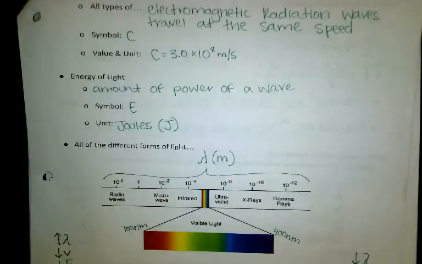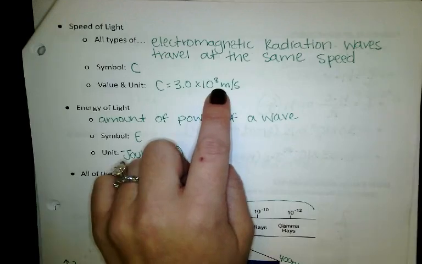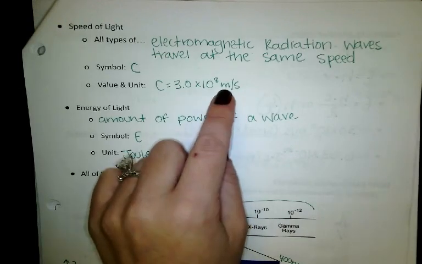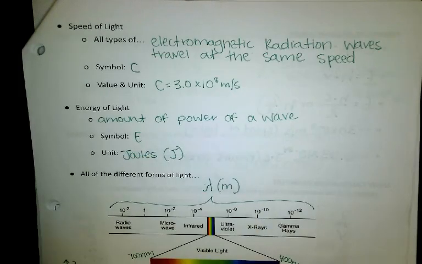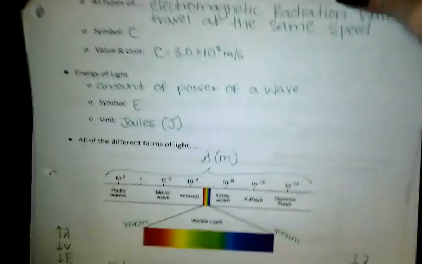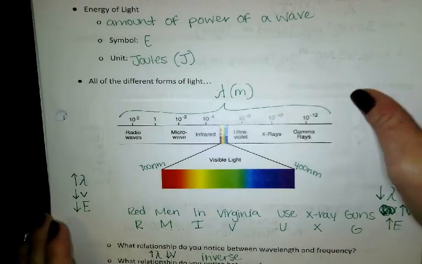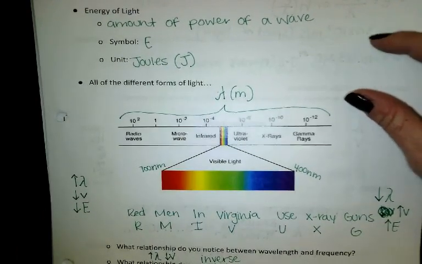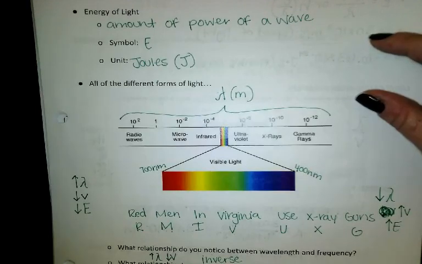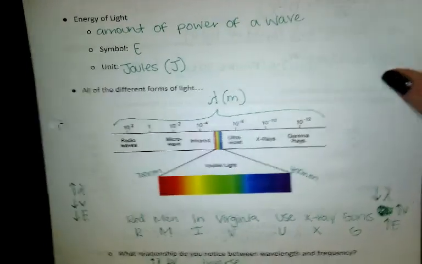We talked about the speed of light and the energy of light. The speed of light is 3 times 10 to the 8th meters per second. Make sure you understand that it's meters per second and not nanometers per second, so there may be some conversions you'll have to do. Energy of light is how much power that light has. Remember that energy and frequency are directly related, but wavelength is inversely related to energy.